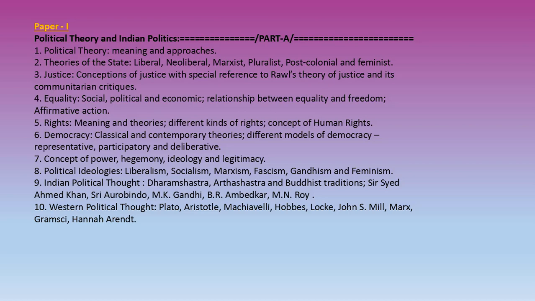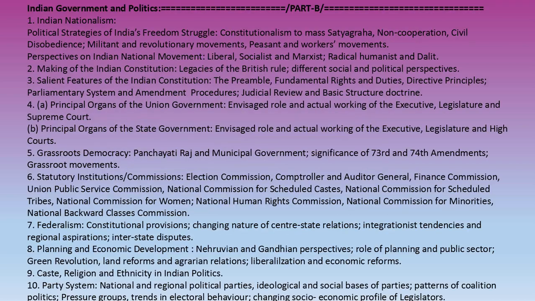Now, paper 1 part B would mostly consist of the Indian nationalism part, the Indian constitution, grassroots democracy, statutory institutions, federalism, caste, religion, ethnicity and politics, party system, and all that, which are very much on similar lines to the Indian polity that's there in the GS mains paper.